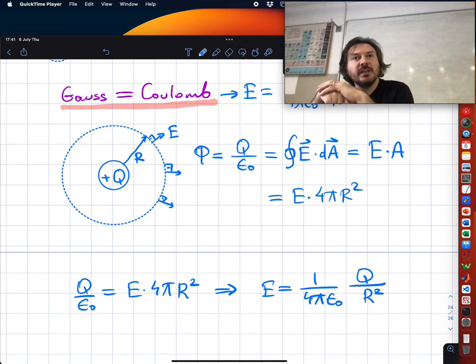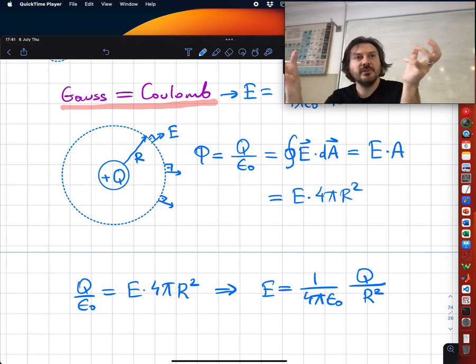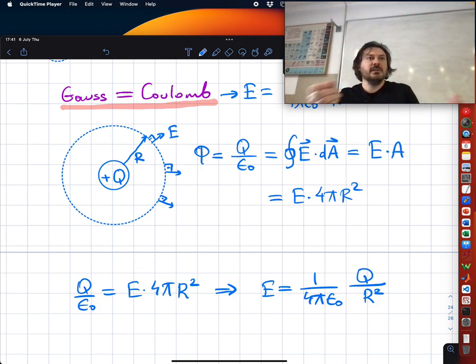We are converting volume integral into surface integral. Where is the volume integral? The volume integral is the volume integral of charge. So when you say Q enclosed, you are integrating over the whole volume and counting all the charges. So a volume integral equals a surface integral. Okay, everybody's happy? Yes.